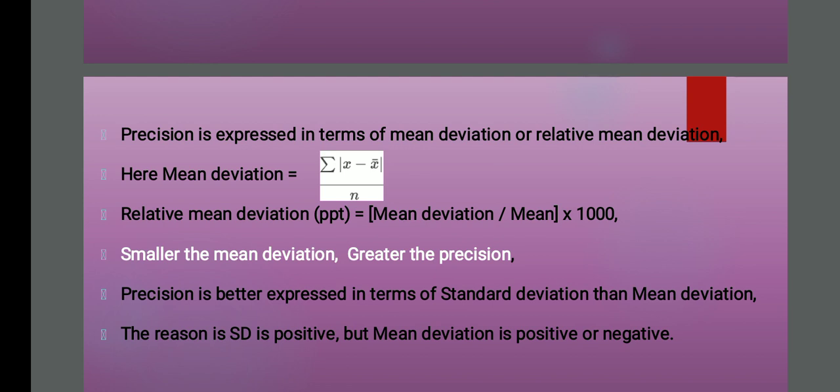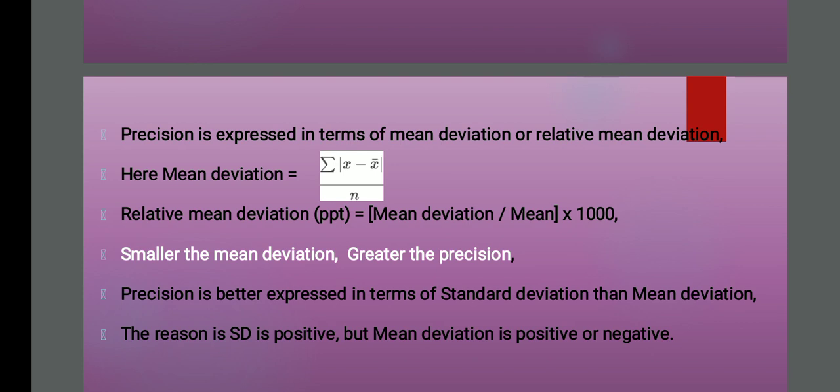Normally, what I mean by precise value, or precision, is nothing but the value which is being repeated in an experiment again and again, that is, more than one time. If a value is being repeated, we take that as the precise value. And precision is normally expressed in terms of mean deviation or sometimes in terms of relative mean deviation. I have told you both the formulas here, how to calculate mean deviation and how to calculate relative mean deviation.